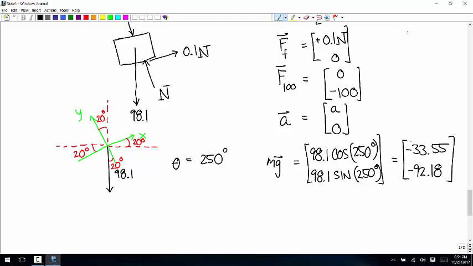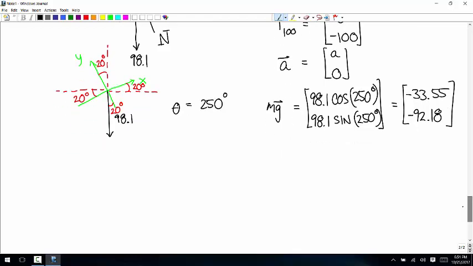Looking at that picture, does it make sense that both of those components are negative? Yeah, because our coordinate system is the green one, and the vector that we're describing is in that coordinate system's third quadrant. So they do both have to be negative.